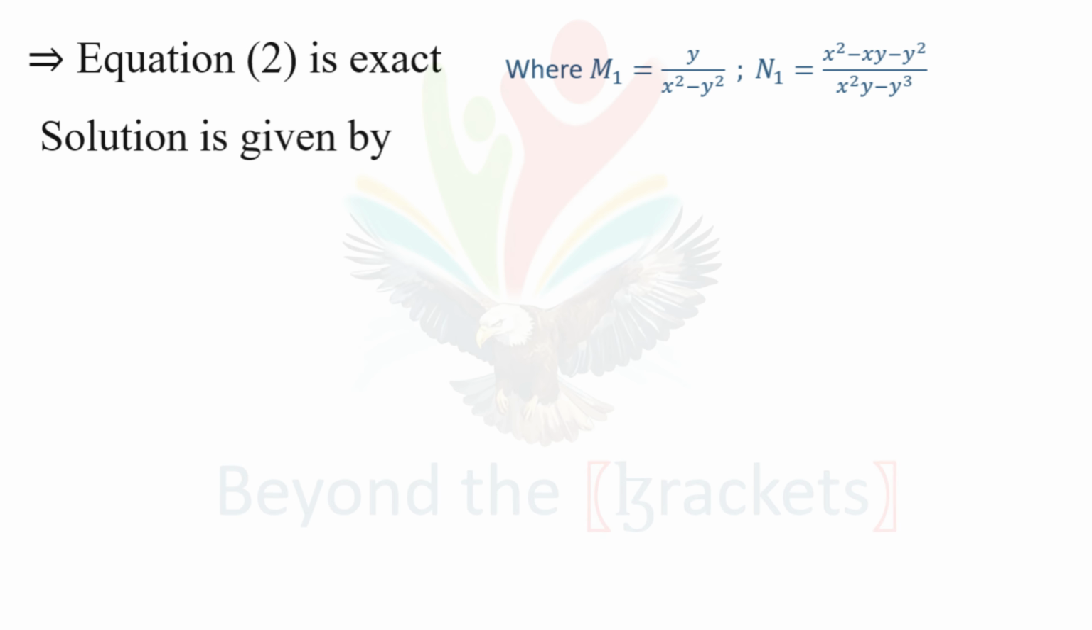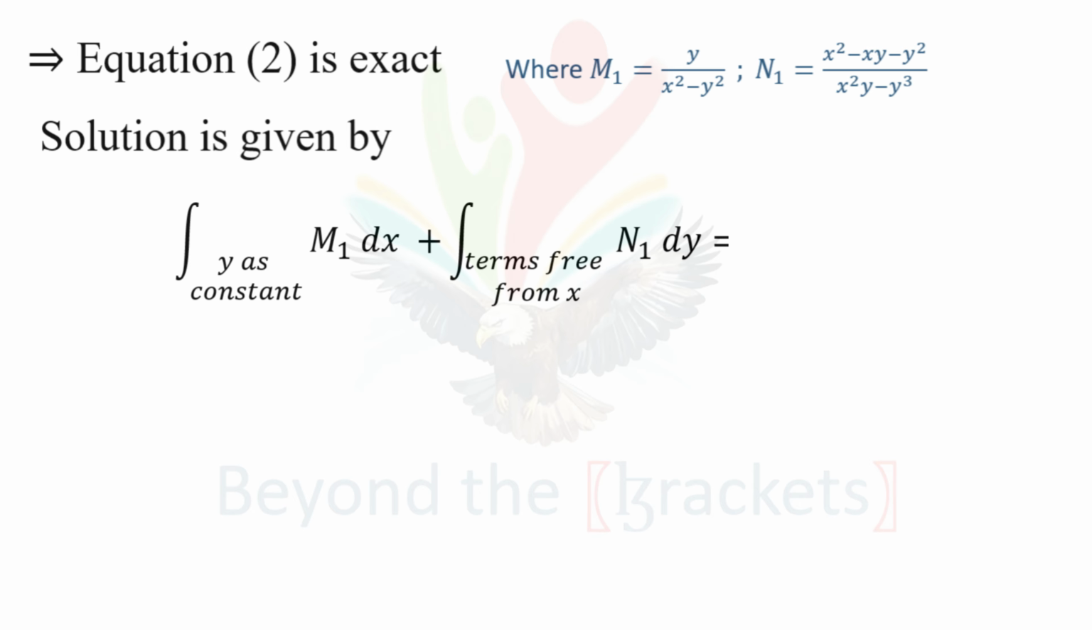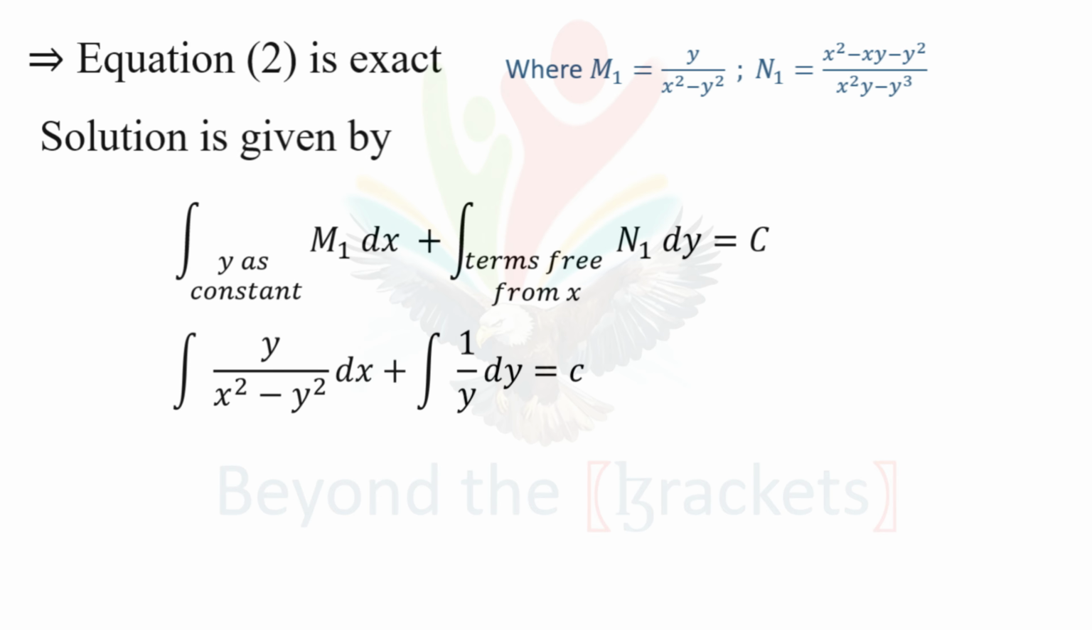Solution is given by integral M1 dx treating y as constant plus integral N1 dy considering the terms free from x is equal to c. After writing the value of M1 as it is, in N1 the terms free from x will be y square by y cube, so that will be 1 by y into dy is equal to c. Integrating the first integral with respect to x, we observe that y in the numerator is constant, so that y will be written as it is.